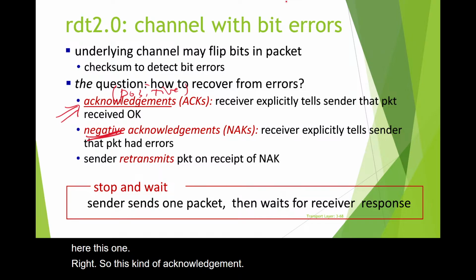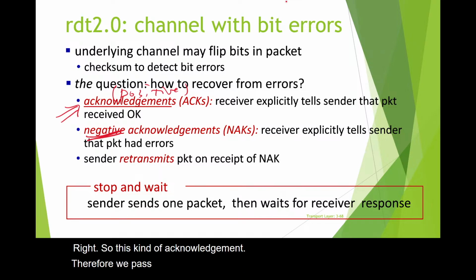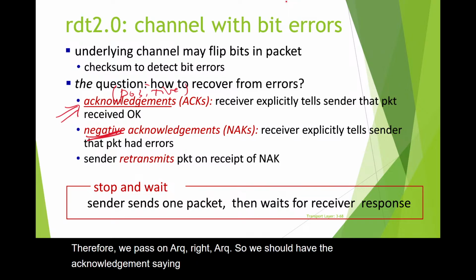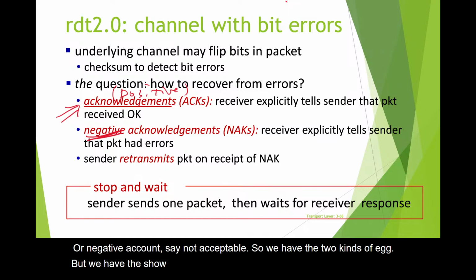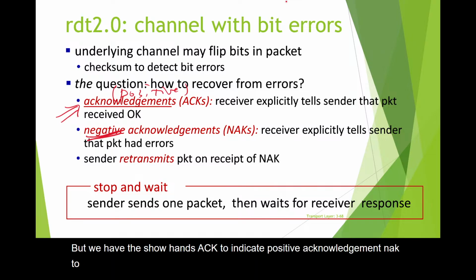Therefore, we pass on to ARQ, right? In ARQ, we should have the acknowledgement saying yes, acceptable, or negative acknowledgement saying not acceptable. So we have the two kinds, but we have the shorthand ACK to indicate positive acknowledgement, NAK to indicate negative acknowledgement.